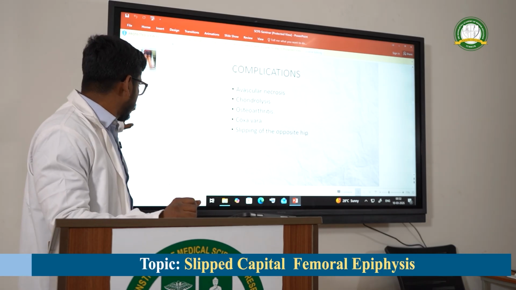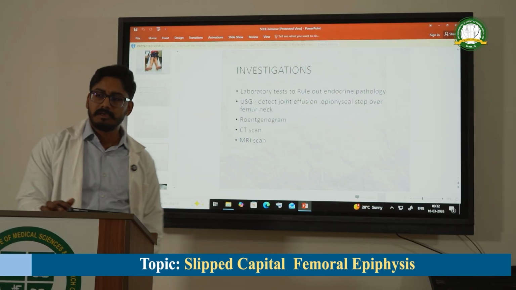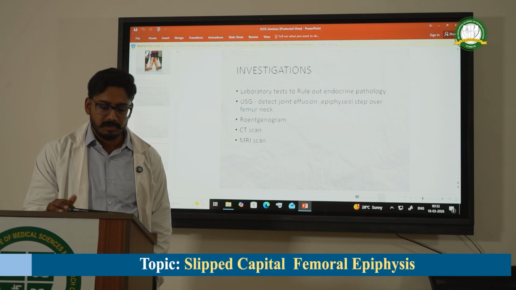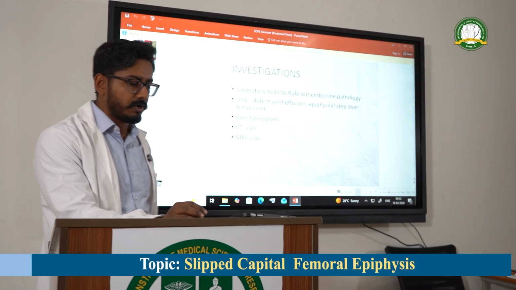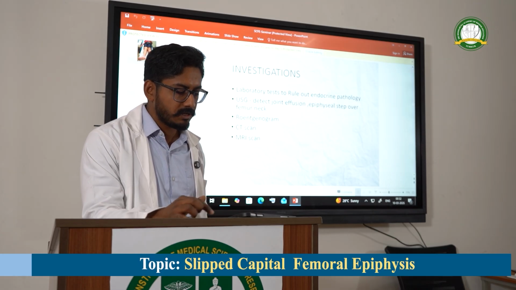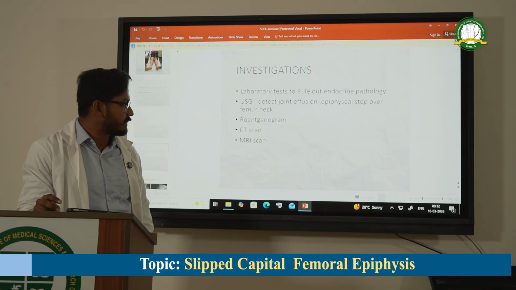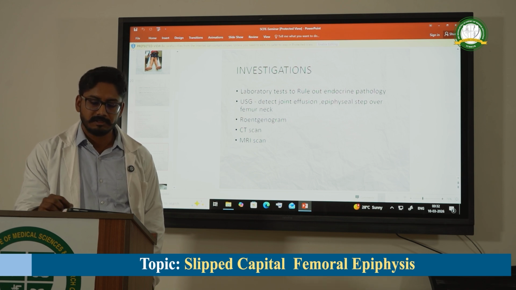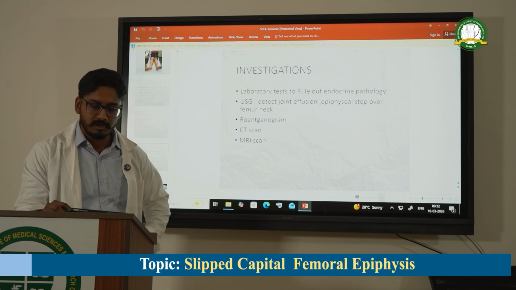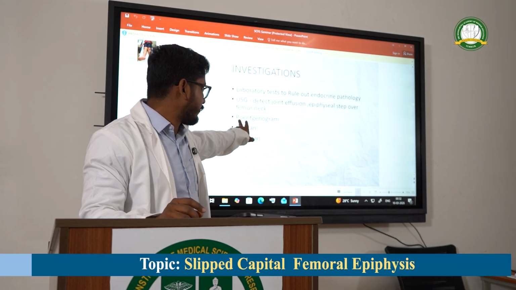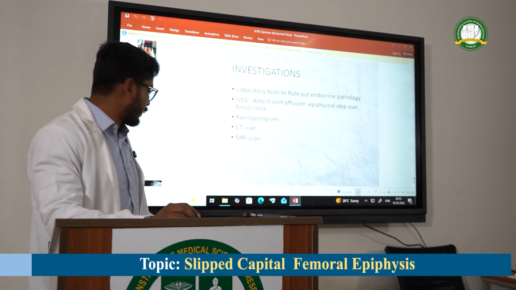Now going to investigations. After clinical evaluation, we have to go for investigations for confirmation and to assess the degree of slip. First, we can start with routine laboratory tests to rule out endocrine pathologies. And we can use ultrasonography for early detection of joint effusion, and there we can notice the epiphyseal step over the femoral neck. Then comes X-ray radiograph, CT scan, and MRI.